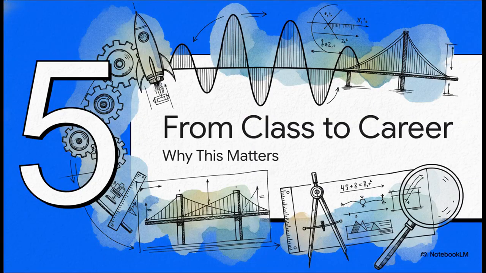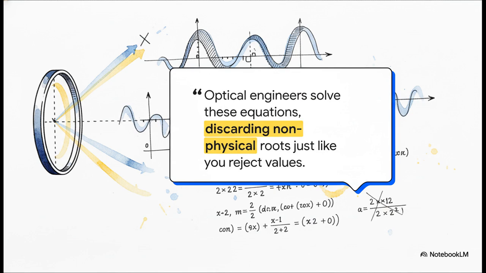So you might be thinking, okay, this is a neat math trick, but when am I ever actually going to use this? Well, it turns out this exact skill, solving an equation and then checking if the solution is physically possible, is absolutely critical in a ton of science and engineering fields. Just take optical engineering, for example. When they model how light bends as it passes through different materials, the equations they use can look just like the ones we've been solving. They find the angles, but then they have to discard the solutions that don't make sense in the real world, what they call the non-physical roots. It is the exact same logic we just used.